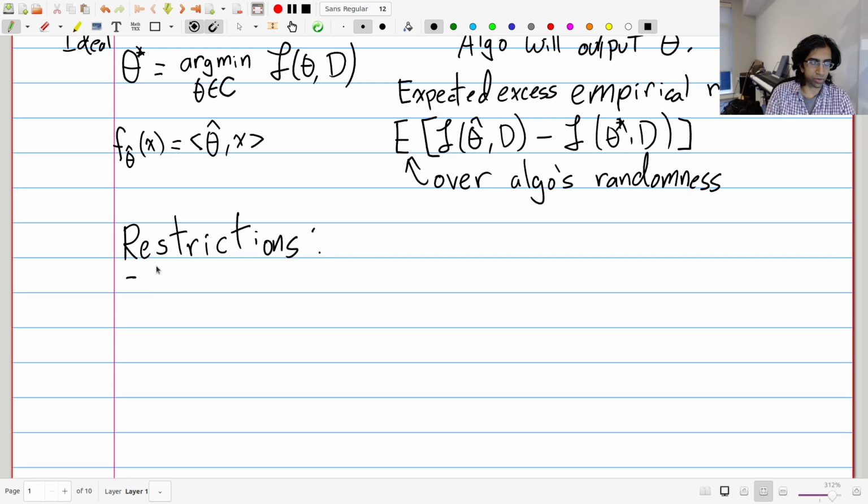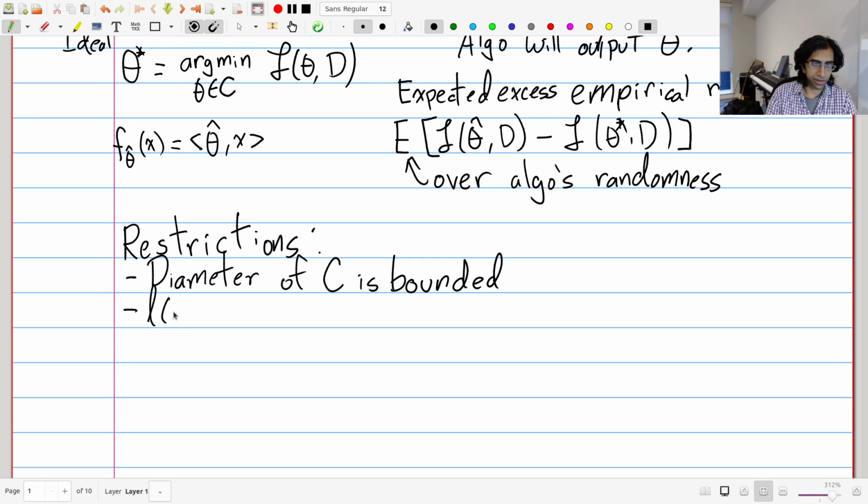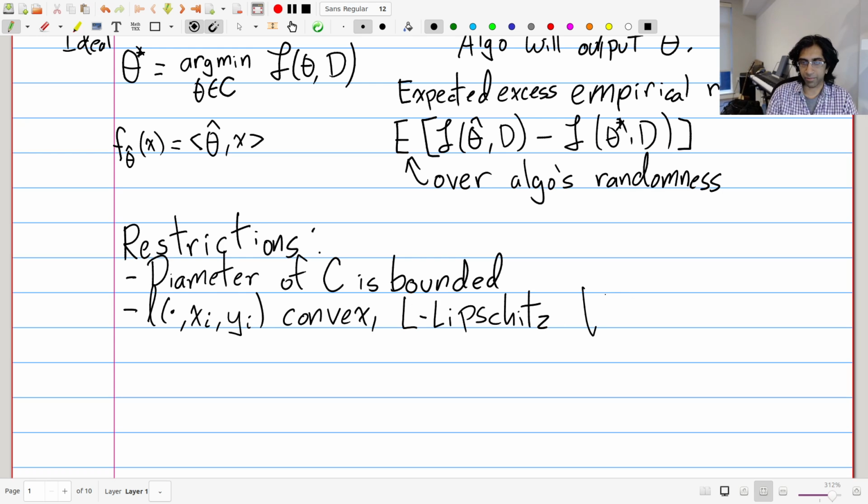The first thing is we're going to assume that the diameter of C is bounded. And the other thing we're going to assume is that the loss function, treating it as a function of theta for any x_i, y_i, has to be convex as well as L-Lipschitz. And we want that for all pairs x_i, y_i which exist in the data domain. So these are essentially the core restrictions which we're going to have.